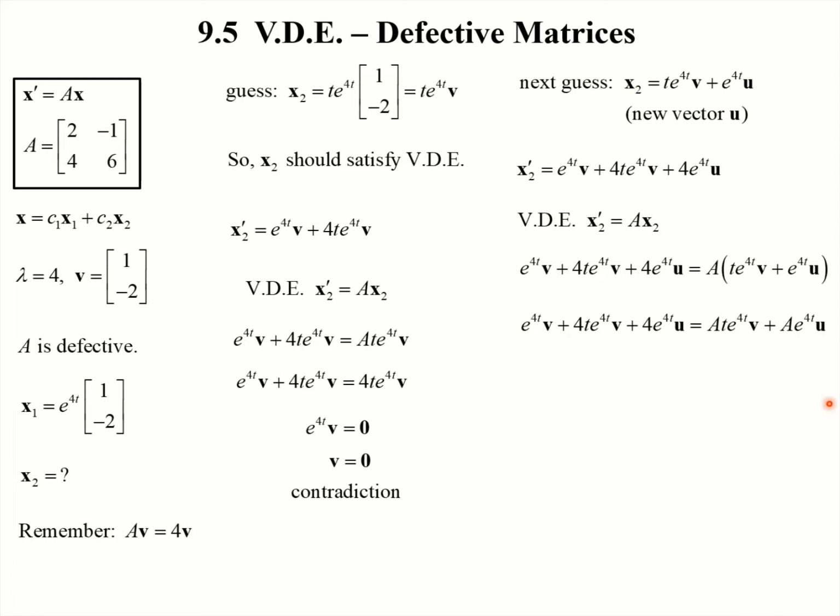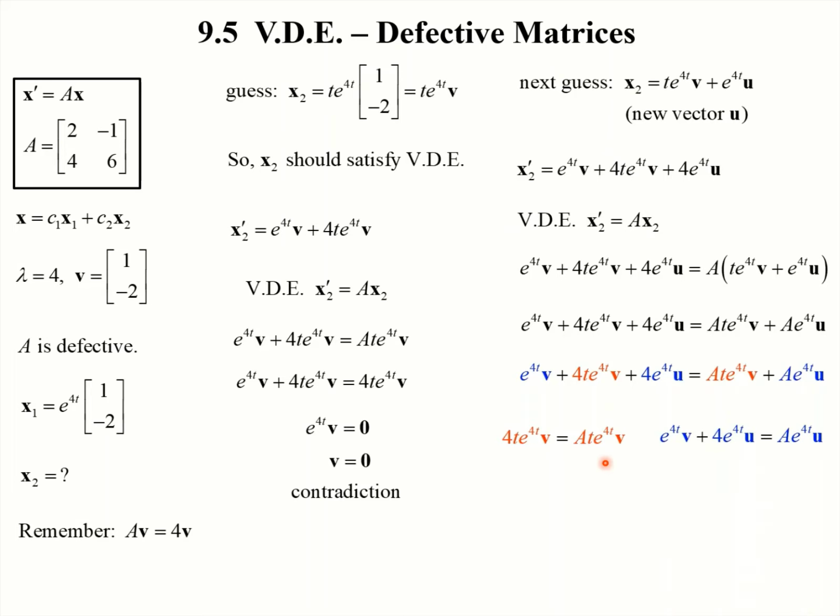And then what I'm going to do is color code things. I've written all the terms that have just an e to the 4t in blue, and then I wrote the terms that have a t e to the 4t in red. And this might remind you of partial fraction decomposition. I'm going to set the blue ones equal to each other in their own equation, and the red ones equal to each other in their own equation. And so when I do the red ones, I have 4t e to the 4t v equals a t e to the 4t v.